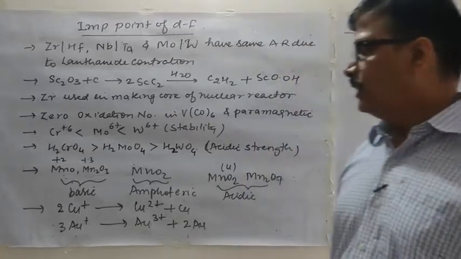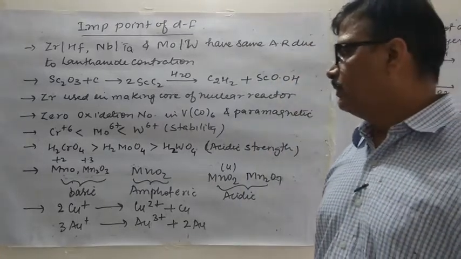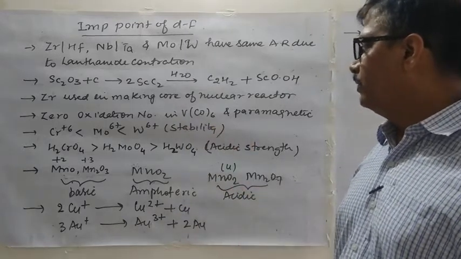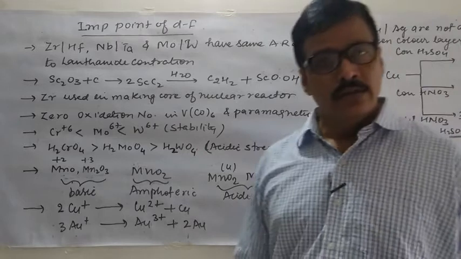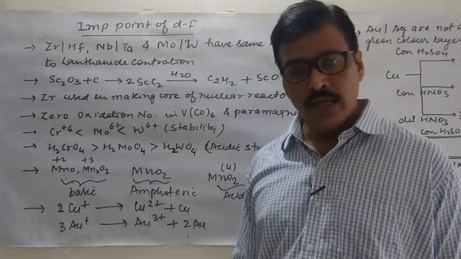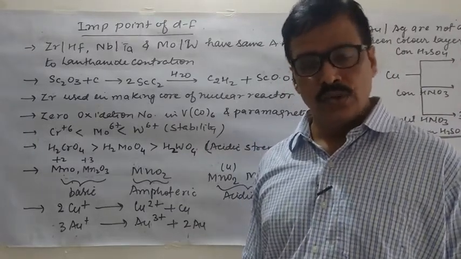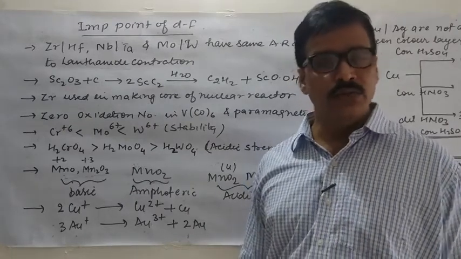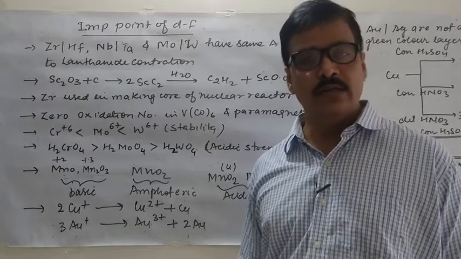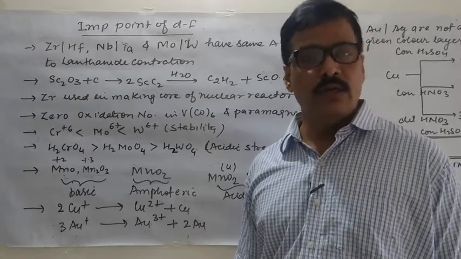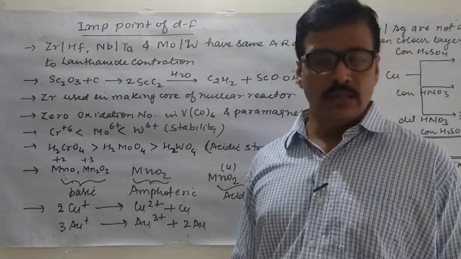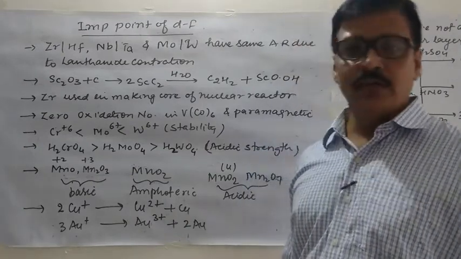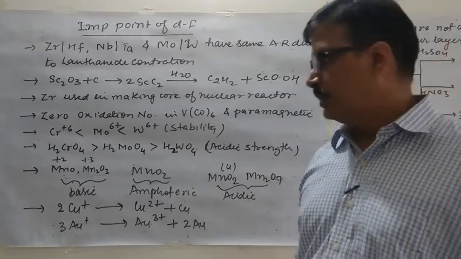Now after that, scandium trioxide reacts with carbon and forms scandium carbide, and it reacts with water to form acetylene, and a carboxylic acid. Clear? So this is another method of the formation of acetylene. We already know that calcium carbide reacts with water to form acetylene, but this is another method used in the formation of acetylene. Clear? So this reaction is very important, especially for competitive examinations.